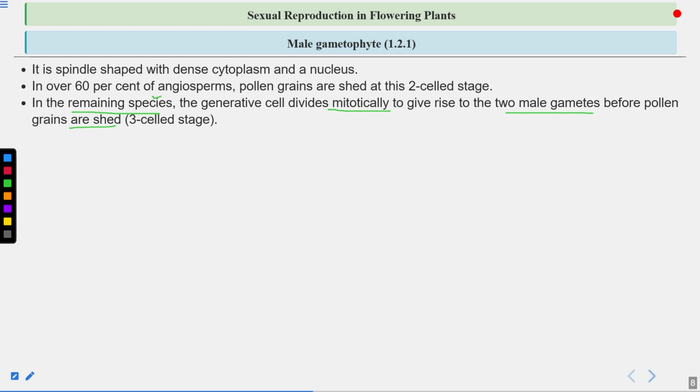It means that in the rest of the 40% of angiospermic plants, the pollen grains are at the three-celled stage in the anther itself. The generative cell divides into two nuclei, and those are the two male gametes. So that is the three-celled stage, and at this stage they are shed from the anther, released and dispersed in the environment. So we can say that in the majority of angiosperms, pollen grains are shed at the two-celled stage.